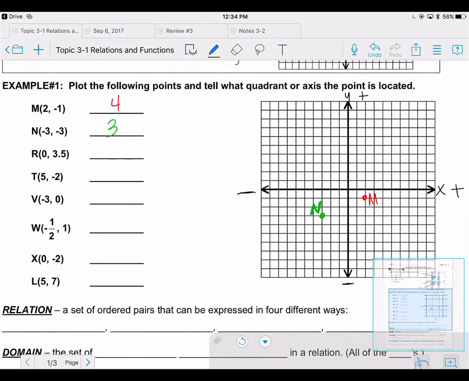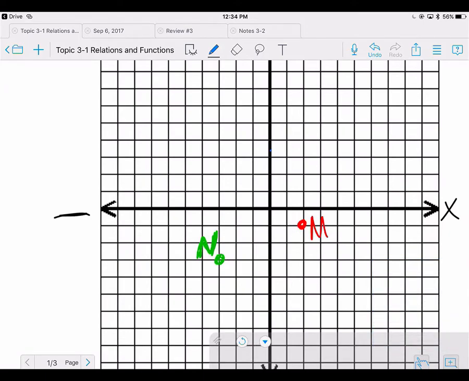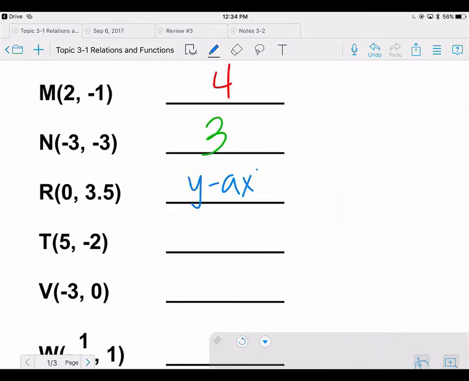R is at 0, 3.5, so that means we're not going to go anywhere left to right, and then we're going to go up 3.5. So that puts us at R. R is on the y-axis. We don't go anywhere left or right, we just go up 3.5.